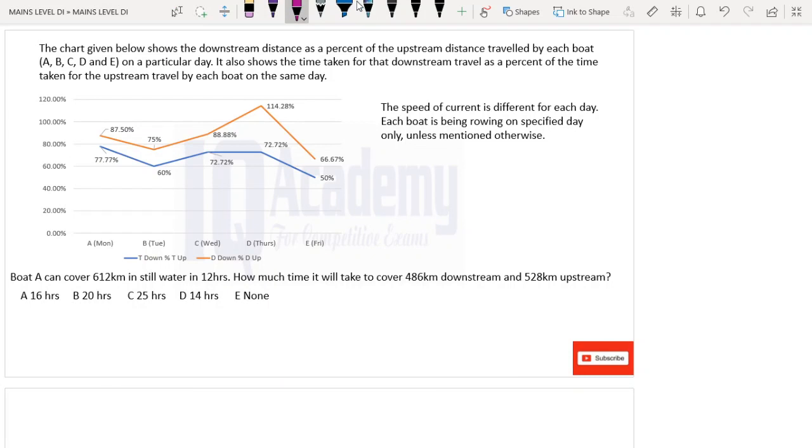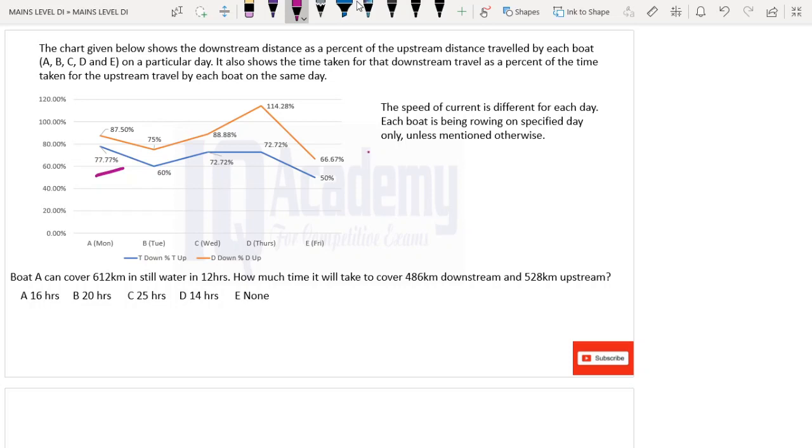The chart given below shows the downstream distance as percentage of the upstream distance traveled by each boat A, B, C, D, E and F on a particular day. It also shows the time taken for the downstream travel as percentage of time taken for the upstream travel by each boat on the same day. So in the graph, the blue line indicates the downstream time as percentage of upstream time.